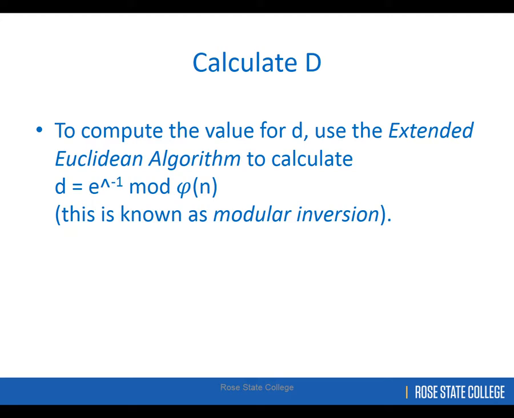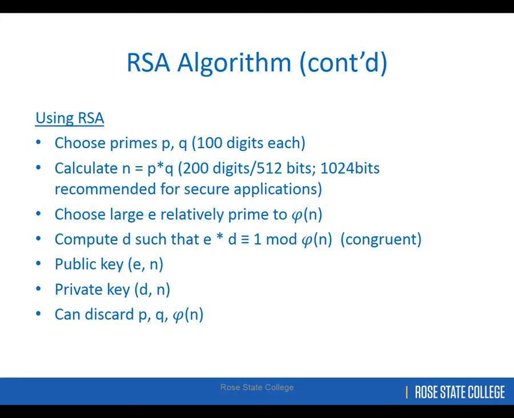How to calculate D? You use modular inversion, but no, do not look it up and try to do it that way. I'm going to show you an easier way to do it. You use the extended Euclidean algorithm. Much easier way to do it. Okay. Good, we're going to get there. Just hold on. Suspense is killing you, I know.